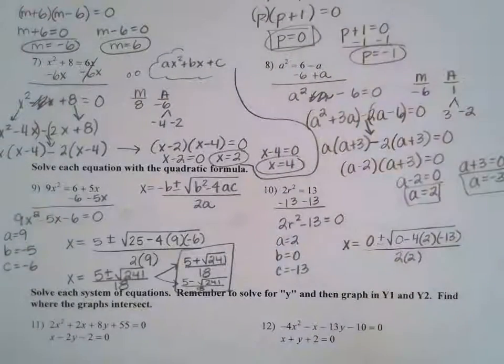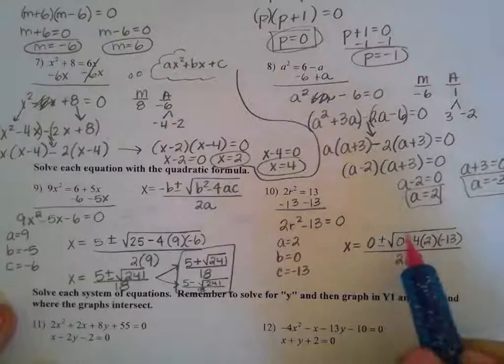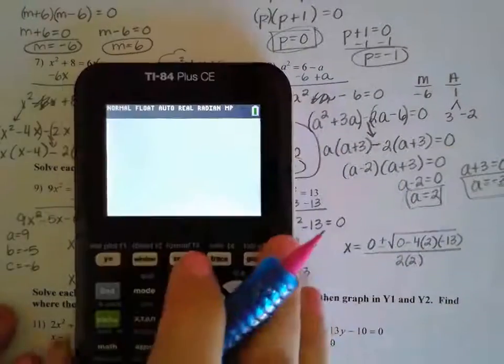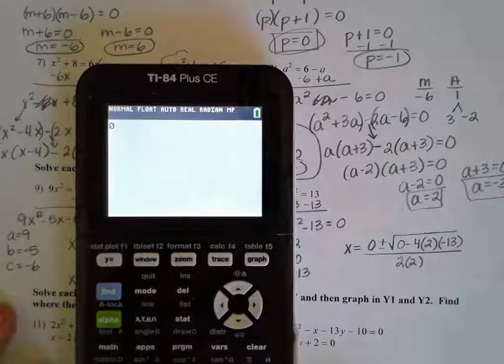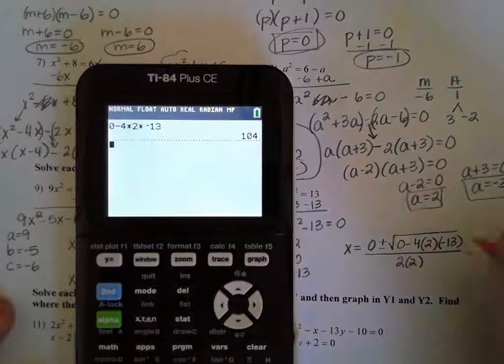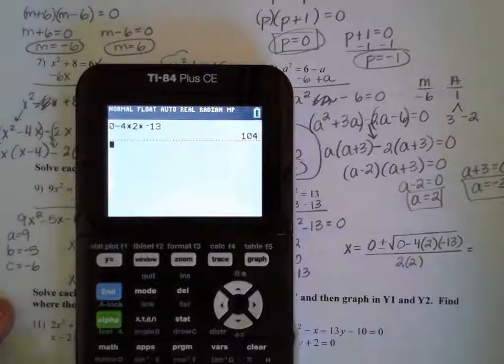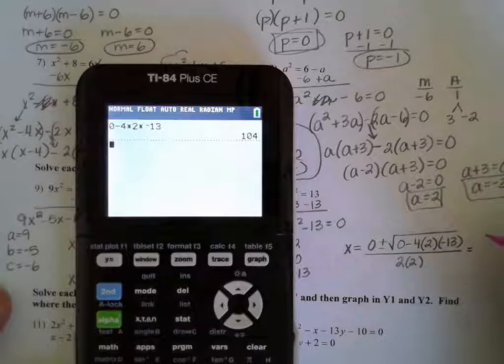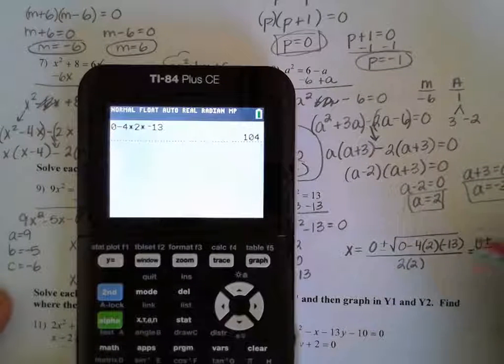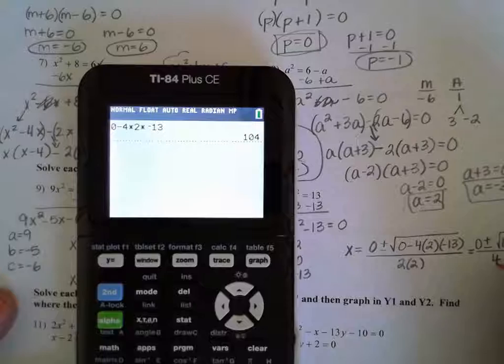Okay, so let's figure out this discriminant right here. I'm putting the 0 in and everything. 0 minus 4 times 2 times negative 13. 104. Alright, so I thought it was going to be negative, but it came out positive. So we need the plus or minus part. You can put the 0 if you want to. And then this will be the square root of 104 all over 4.